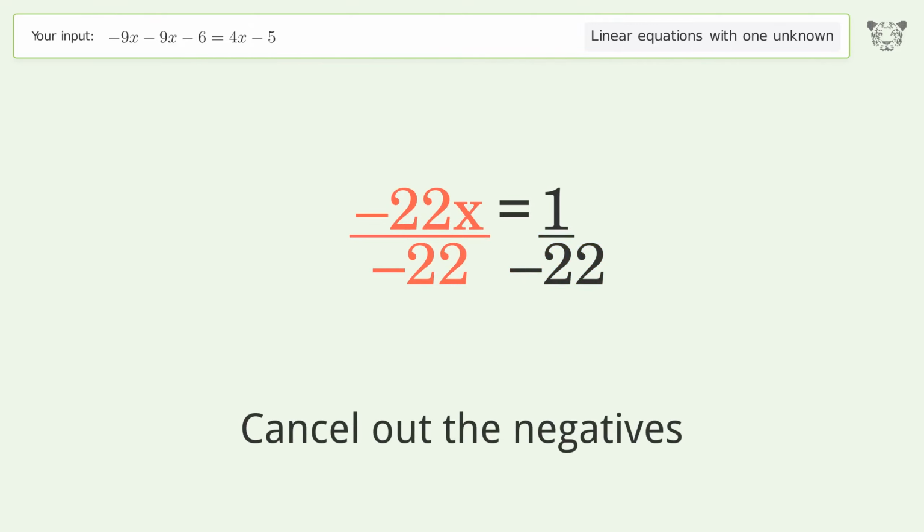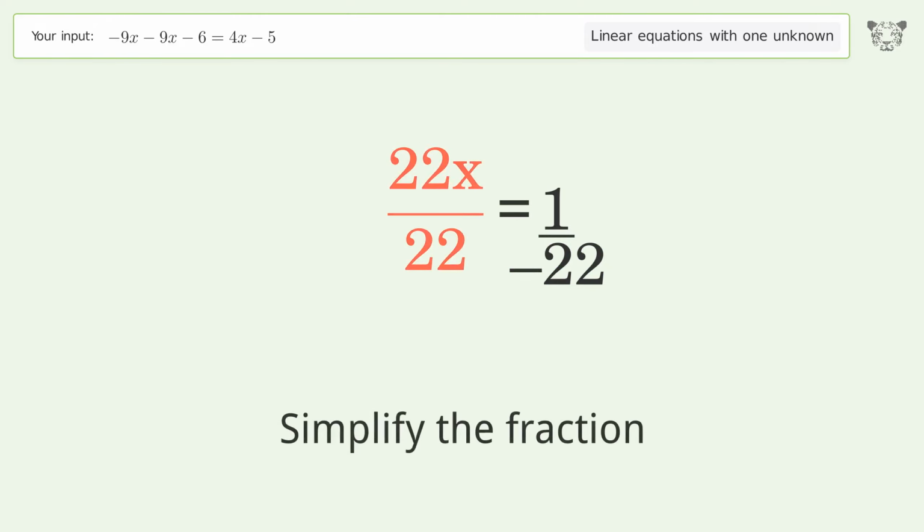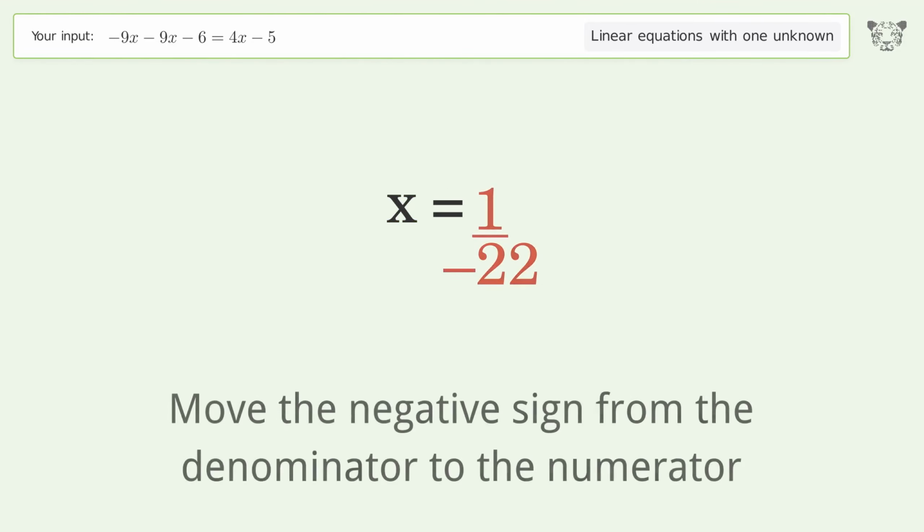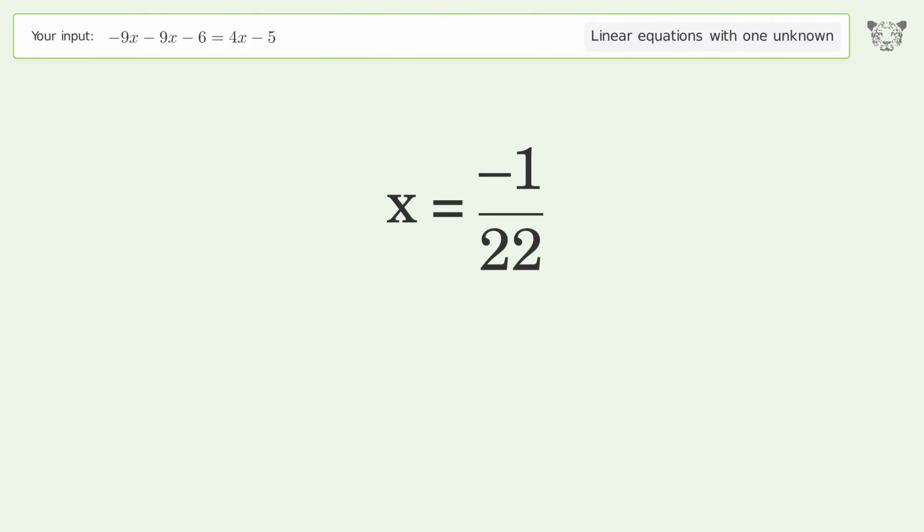Cancel out the negatives. Simplify the fraction. Move the negative sign from the denominator to the numerator. And so the final result is x equals -1/22.